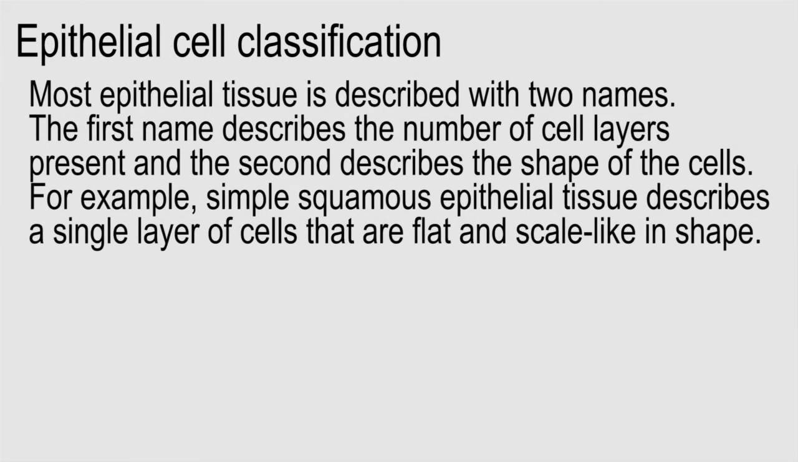Epithelial cell classification. Most epithelial tissue is described with two names. The first name describes the number of cell layers present and the second describes the shape of the cells. For example, simple squamous epithelial tissue describes a single layer of cells that are flat and scale-like in shape.